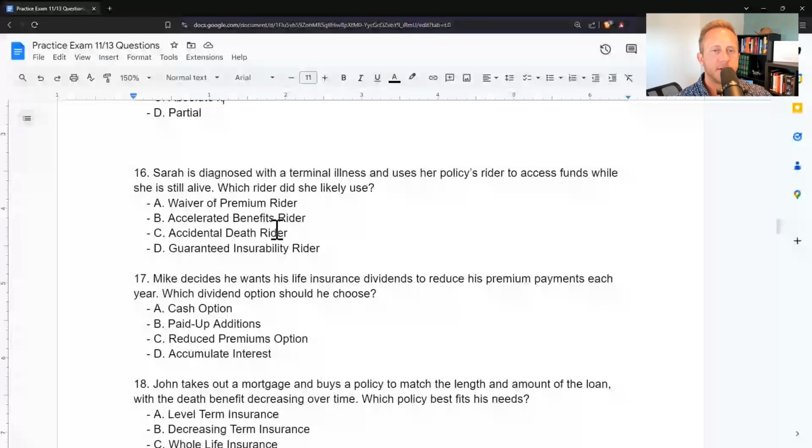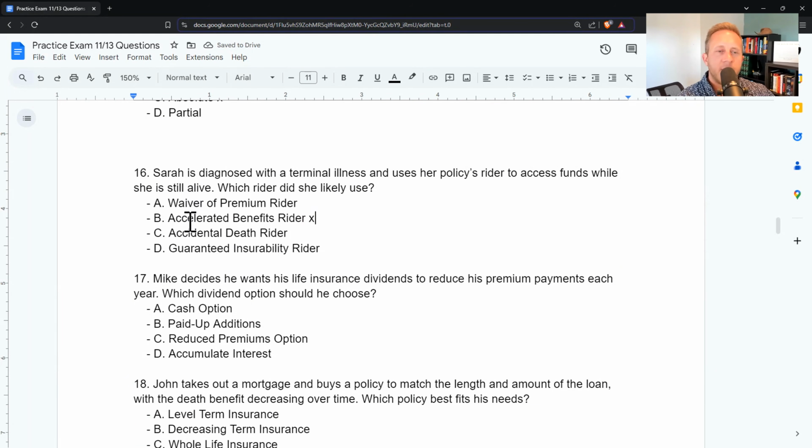Sarah is diagnosed with a terminal illness and uses her policy's rider to access funds while she's still alive. Which rider did she likely use? Is it the waiver of premium rider, the accelerated benefits rider, the accidental death rider, or the guaranteed insurability rider? This one is the accelerated benefits rider.